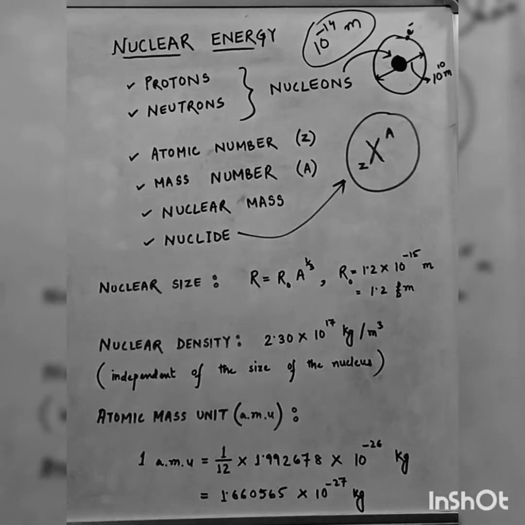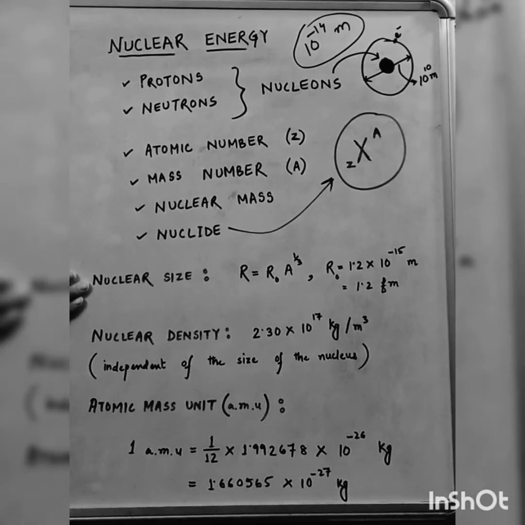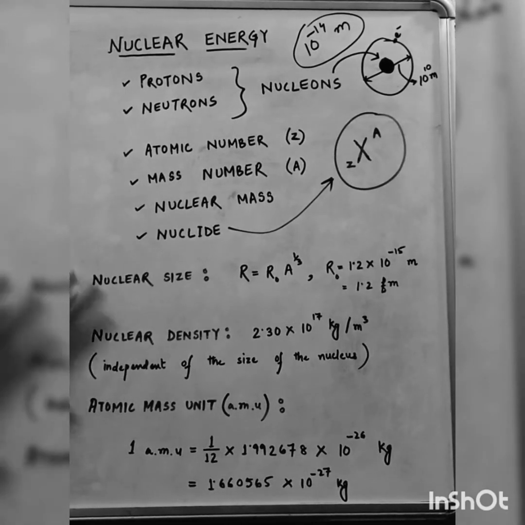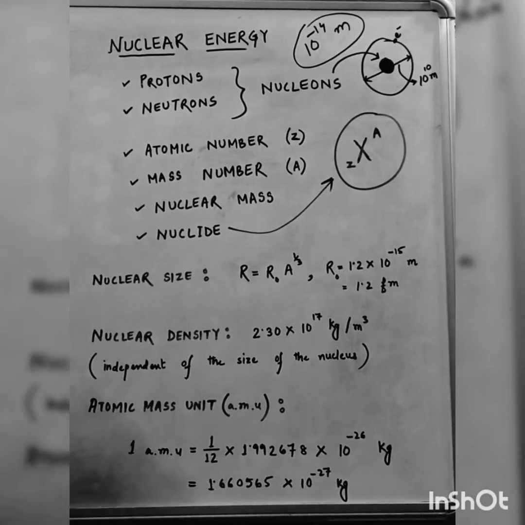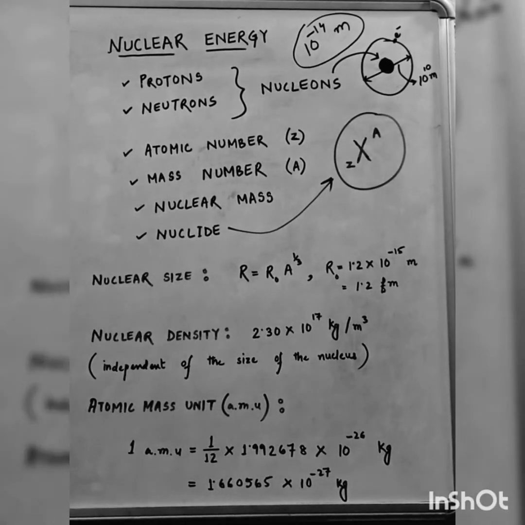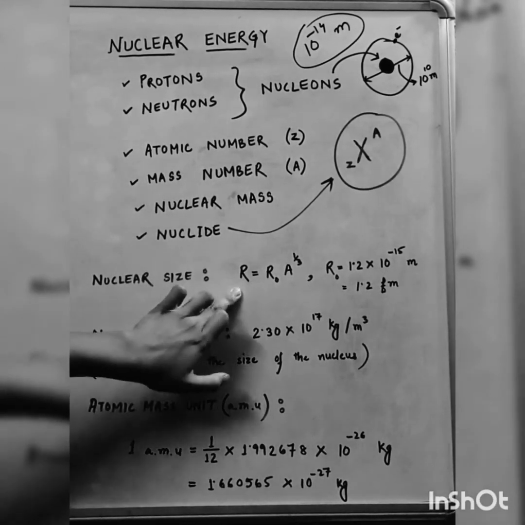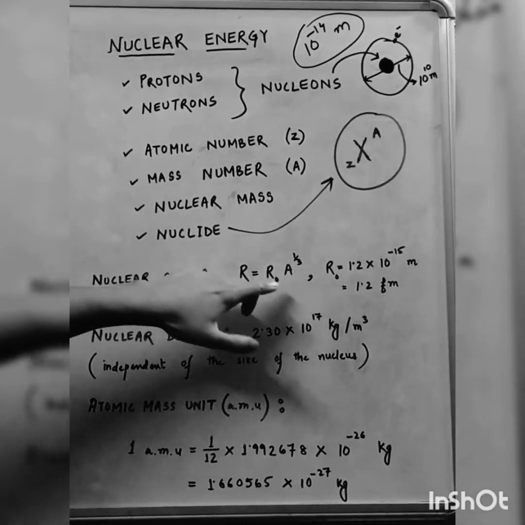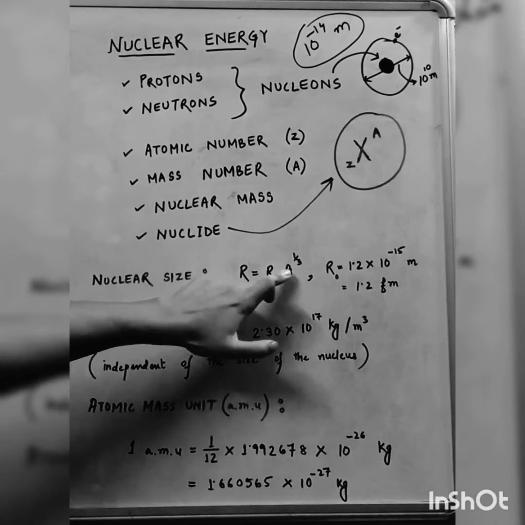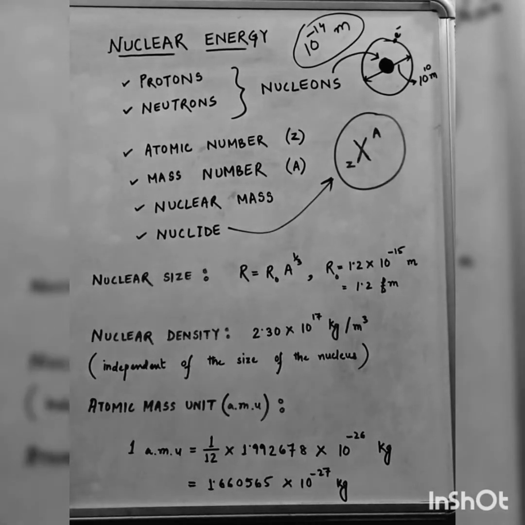Okay, so a nucleus is not a solid body. Its boundary is not well defined, but we assume that the nucleus is spherical in shape. If R is the radius of a nucleus of an element which has a mass number of A, then the radius of the nucleus is given as R equals R naught A to the power 1 by 3, where R is the radius of the nucleus, R naught is a constant, and A is the mass number of that specific element.